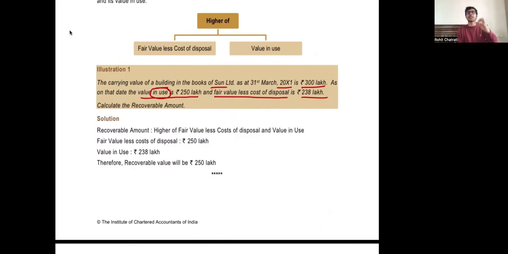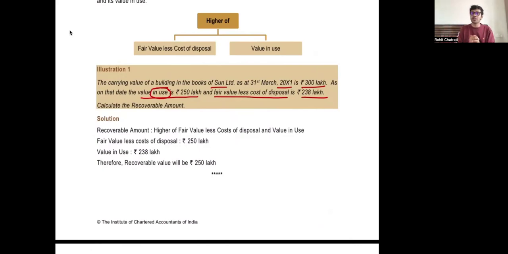So value in use represents the present value of the cash flows that an entity is expected to generate from continuing use of the asset. We then have fair value less cost of disposal as 238 lakhs. What 238 basically represents is, if Sun Limited goes to the market and sells this asset today, Sun Limited will be expected to generate net sale proceeds of 238 lakhs. Why am I saying net sale proceeds? Because out of the total sale proceeds, Sun Limited will also have to incur certain costs, maybe some legal fees, brokerage costs, and so on.